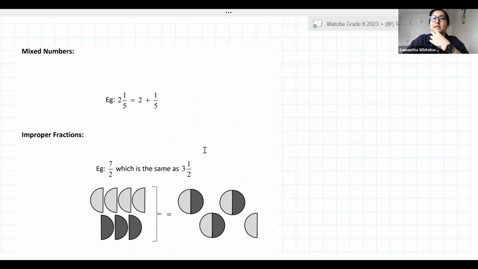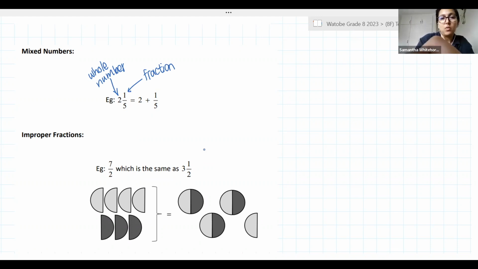So mixed numbers will have 2 parts to it, similar to a fraction. A mixed number will have a whole number part or an integer part, and then it will have the fraction part of its number. So this mixed number that we're talking about here is 2 1/5.